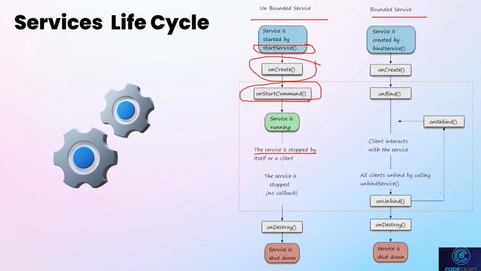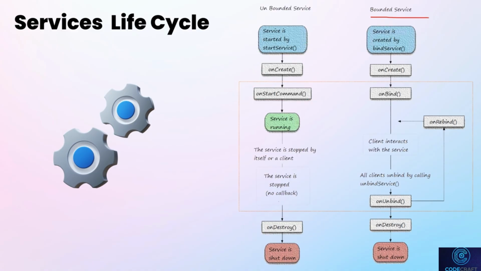Then the service is stopped by itself or a client, and since the service is stopped, there is no callback. The onDestroy method. This method is called when the service is about to be destroyed. You should release any resources you've acquired and perform cleanup tasks.